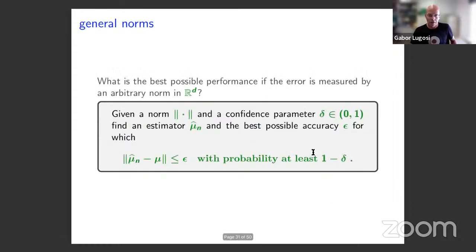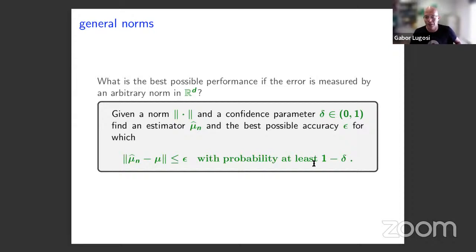Okay, let me just very quickly mention that we also studied the problem when the error is measured by a norm that is not the Euclidean, by some arbitrary norm. So if you are given some norm and the confidence parameter, can we find an estimator that has the best possible accuracy with respect to this norm, with probability at least 1 minus delta? Okay, so what's the best?